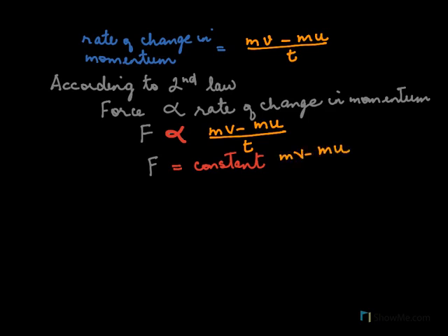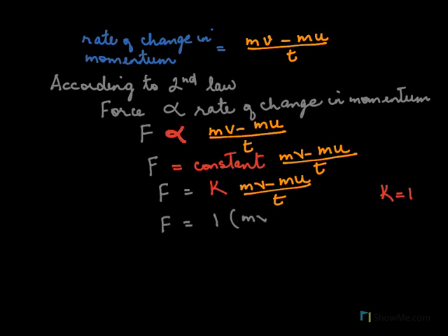So mv minus mu over t. Now this constant, we will just call it k. And here we have mv minus mu over t. Now after doing certain experiments, this k is found out to be 1. So we have F equal to 1 times mv minus mu over t.